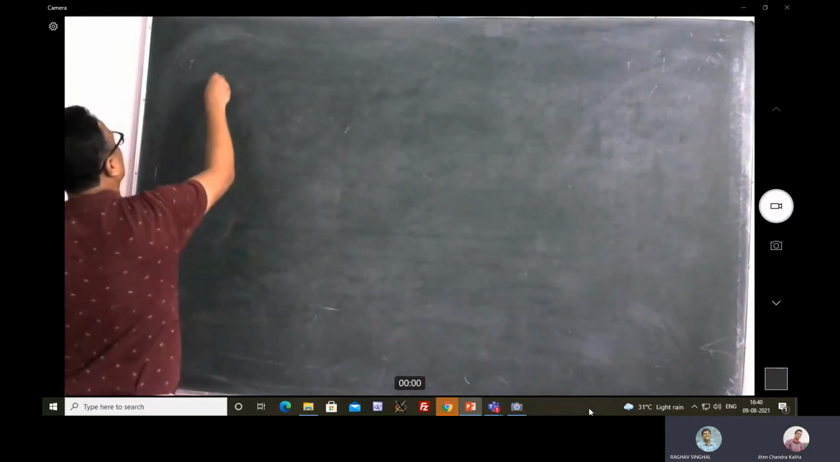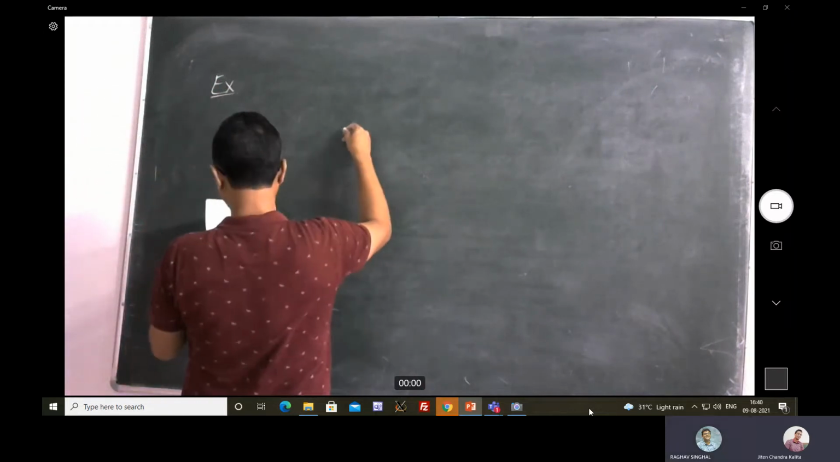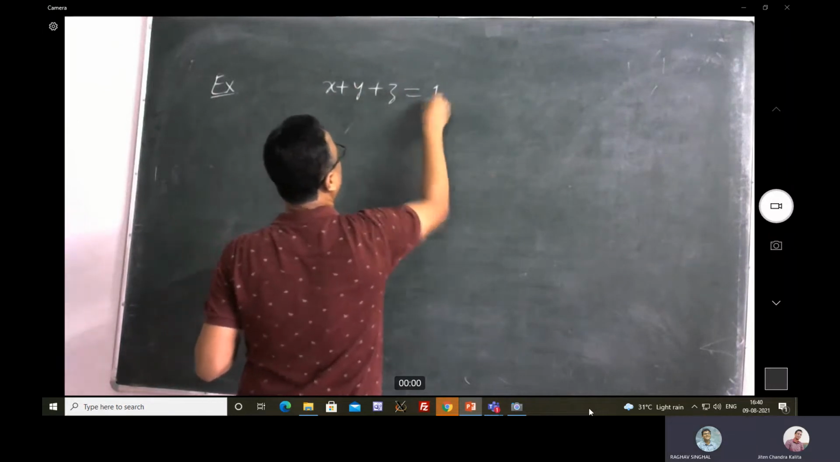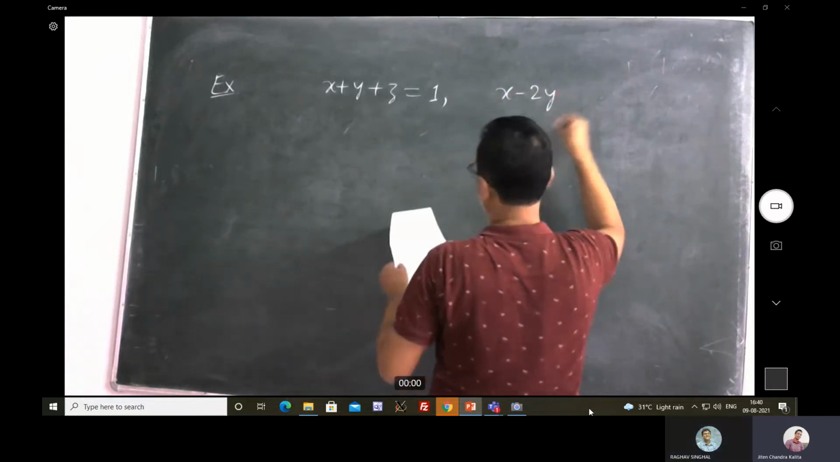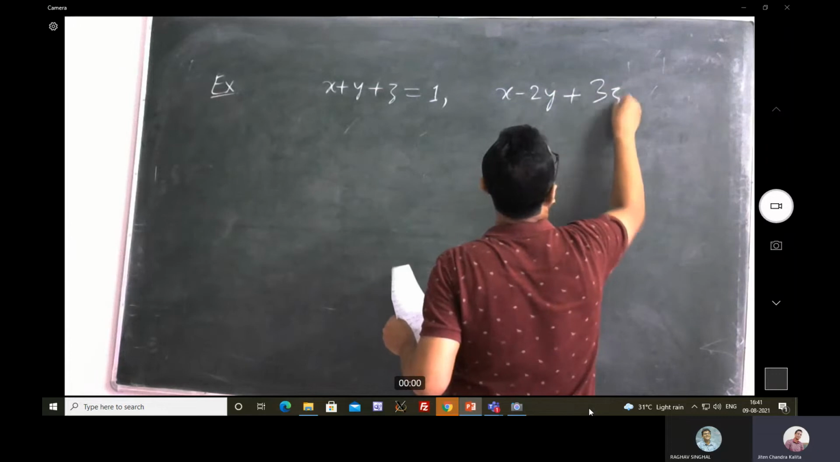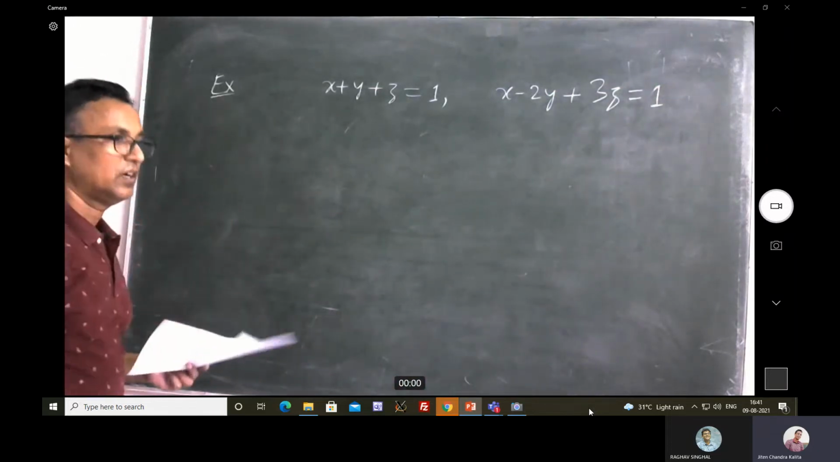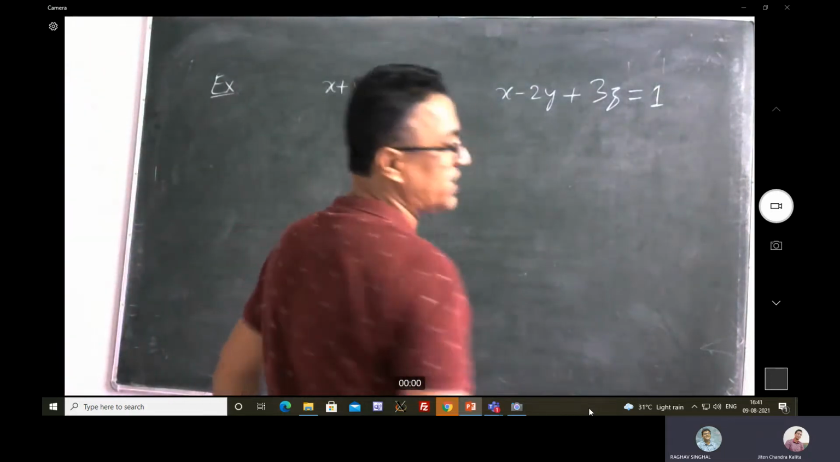So I'll take another interesting example. Here, the first question is finding out the angle between these two planes: x plus y plus z equal to 1 and x minus 2y plus 3z equal to 1. The first question is finding out the angle between them. I'll come to the second question later. Let us try to find out the angle between them.